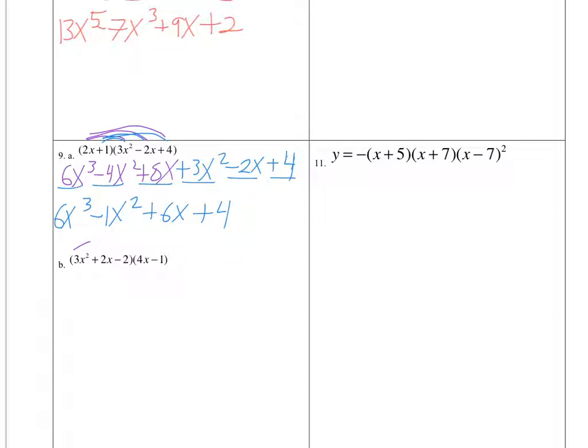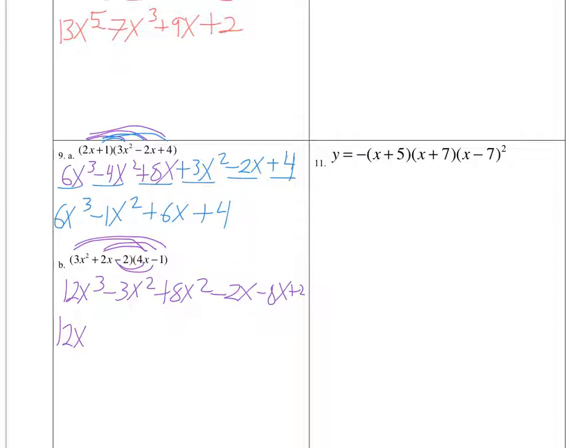Next one, same thing. 3x squared times 4x is going to be 12x cubed. 3x squared times minus 1 is minus 3x squared. 2x times 4x is plus 8x squared. 2x times negative 1 is minus 2x. Minus 2 times 4x is minus 8x. And minus 2 times minus 1 is plus 2.